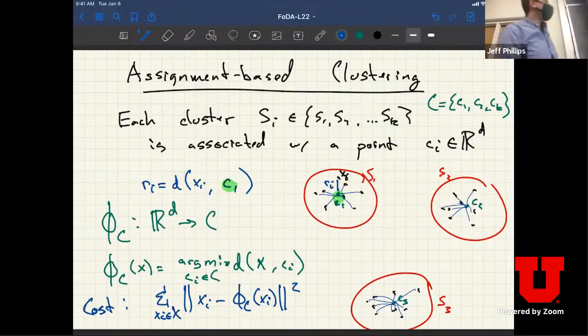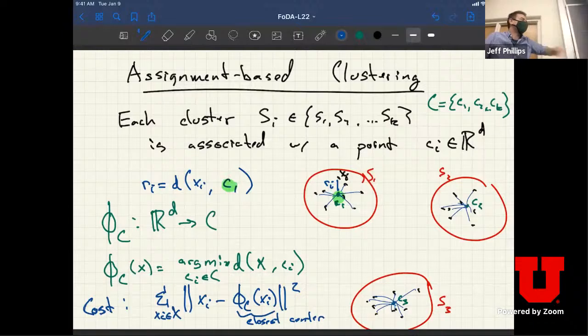So I'm minimizing the sum of the squared distances onto the set of centers, where I use this phi map, which maps to the closest center. This again is the closest center. Hopefully this is very intuitive. Sum of squared errors. We've been dealing with sum of squared errors since we started the class.